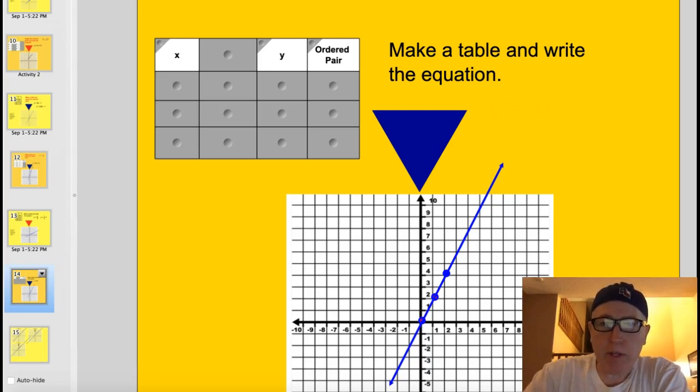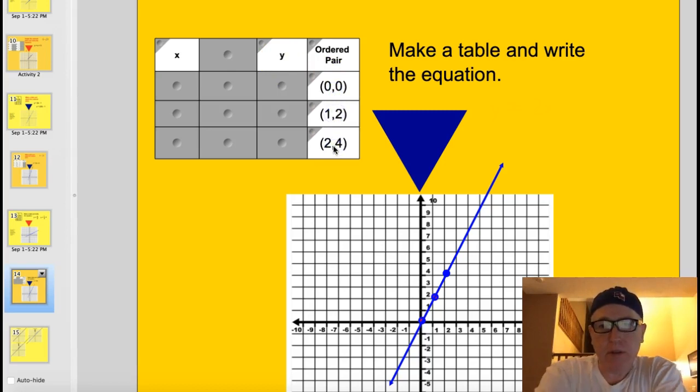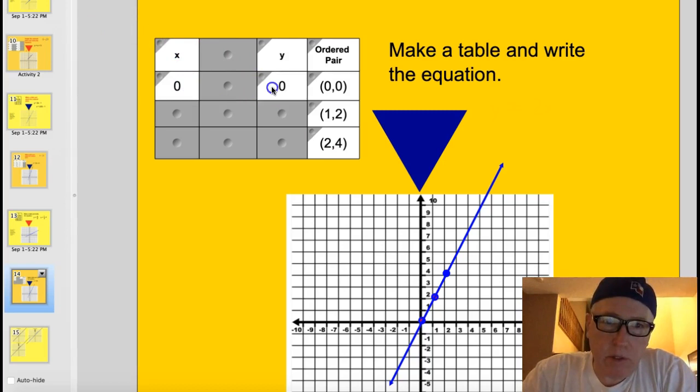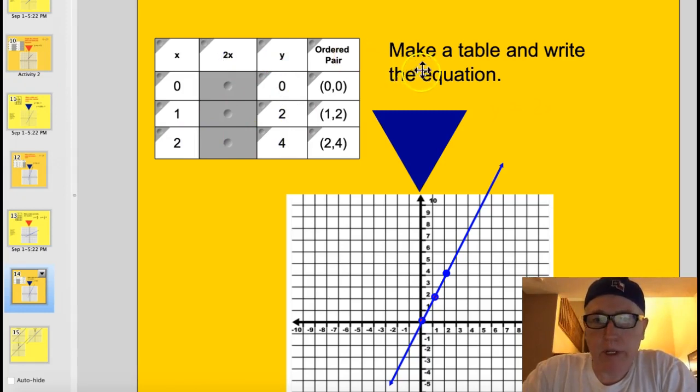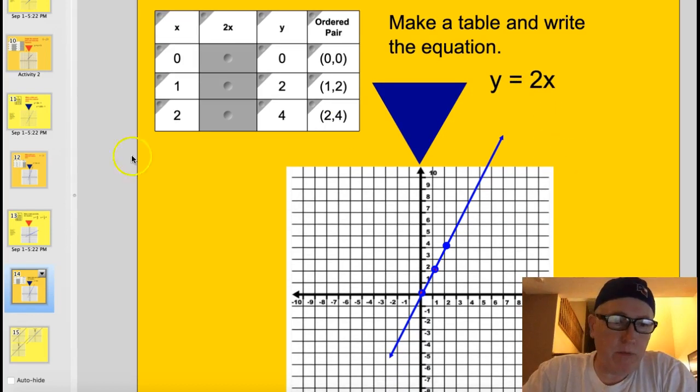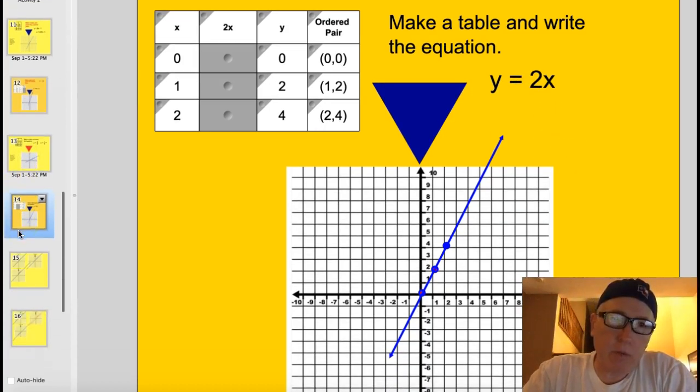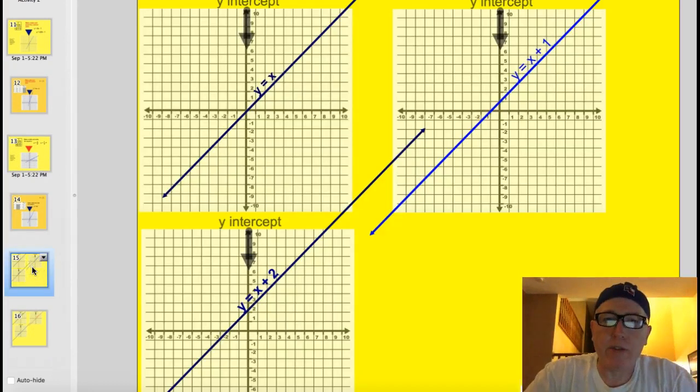Okay, if you're struggling to read the points, I can give you the ordered pairs. It'll help you make your XY table. All right, well, here's your XY table. 0, 0, 1, 2, 2, 4. Really what's going on here is it's just times 2, right? So my equation is y equals 2x. Pretty straightforward.